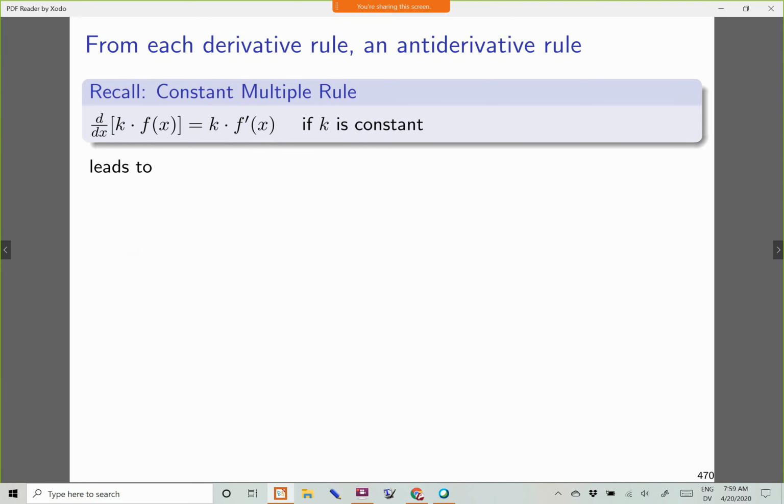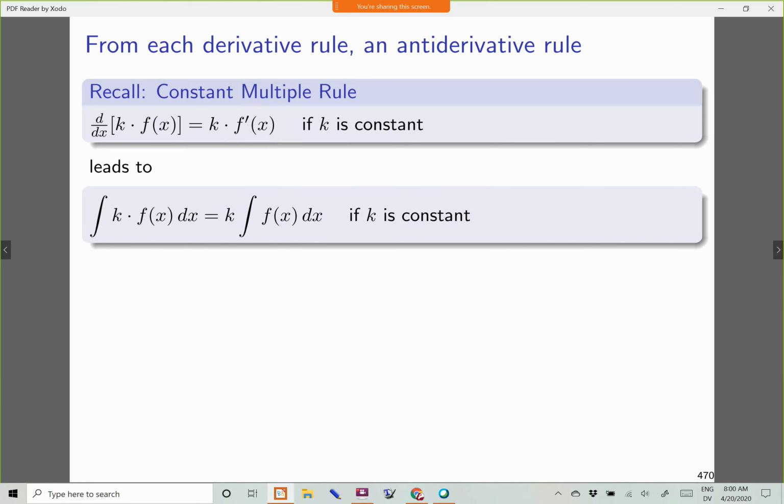So that derivative rule leads to an antiderivative rule. This is our new thing here: if you have to take the antiderivative of a fixed constant times a function, that would be the same as just putting the constant in front. So you have a smaller integral problem, or a smaller antiderivative problem, to look at.